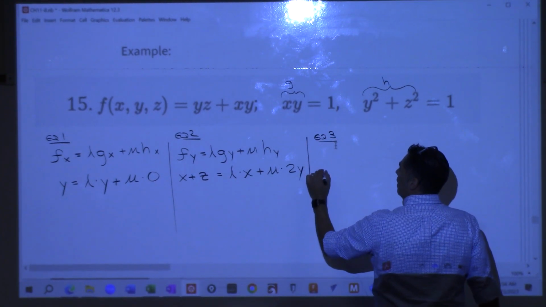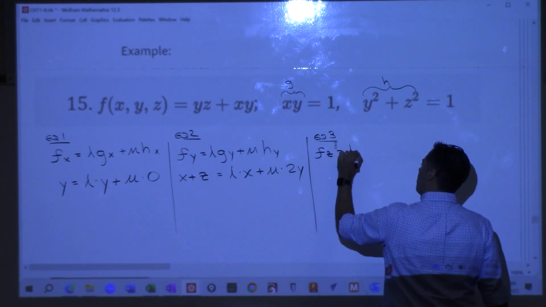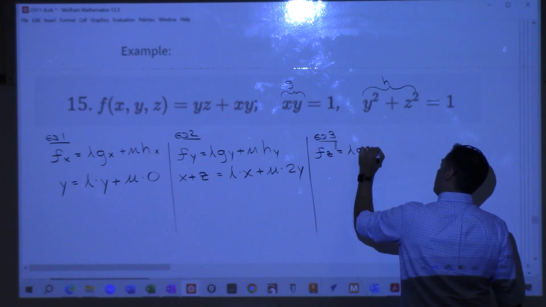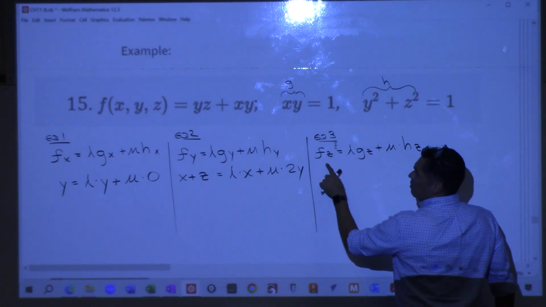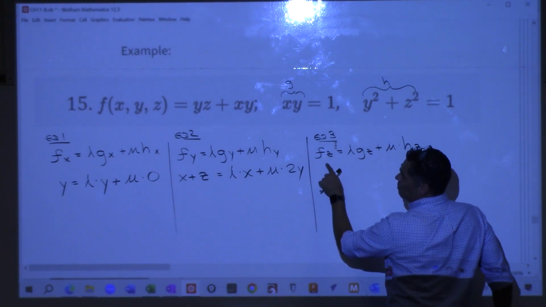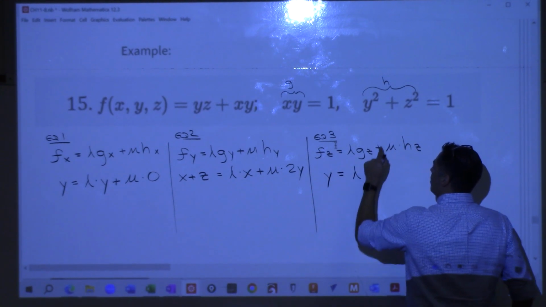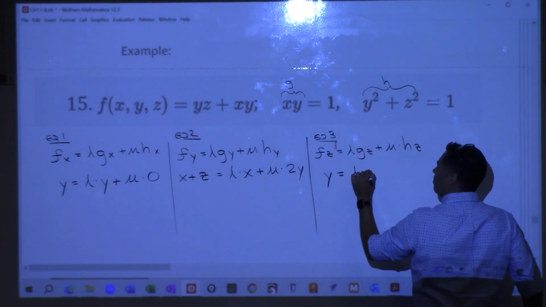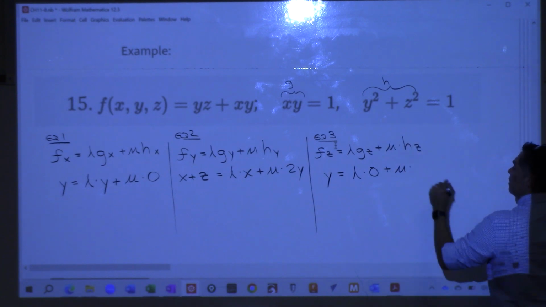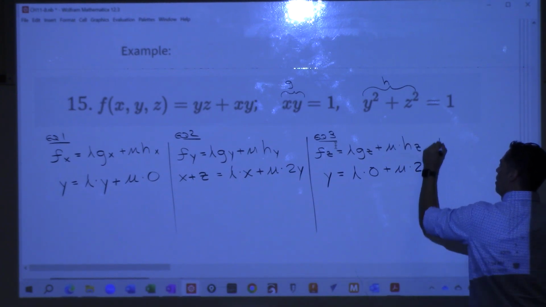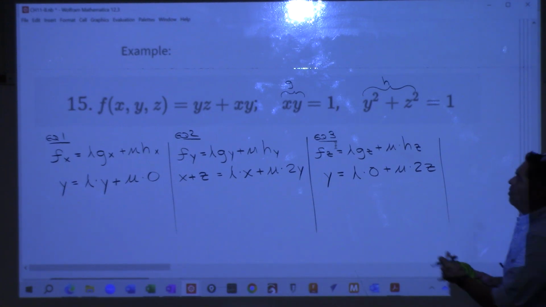Third equation. Partial of f with respect to, I'm not going to write it up here. Well, I'll write it. Partial of f with respect to z equals lambda partial g with respect to z plus mu times partial h with respect to z. F with respect to z? Y equals lambda partial g with respect to z. 0 plus mu times partial h with respect to z. 2z. Okay, and now you have equation 4, which is this one.